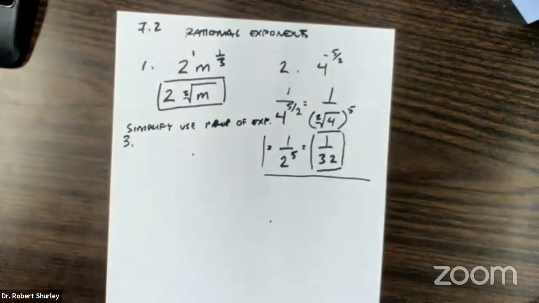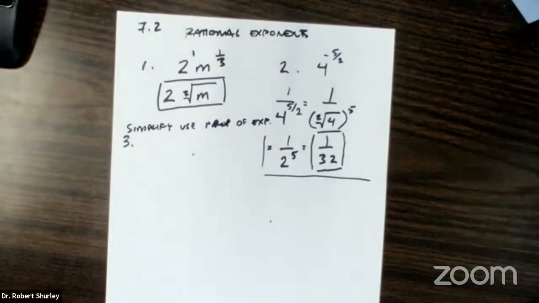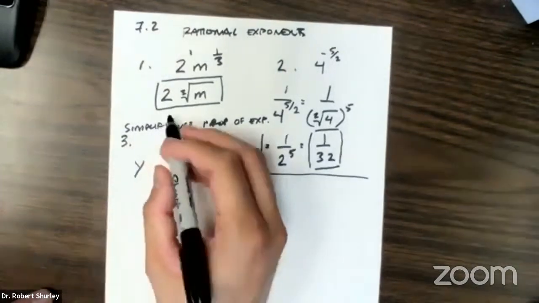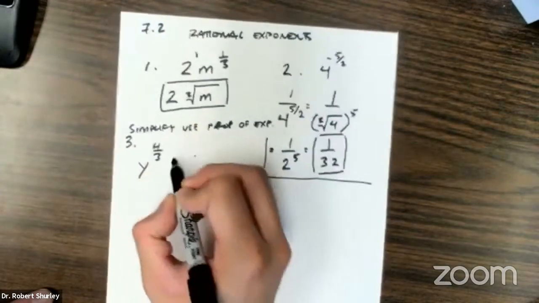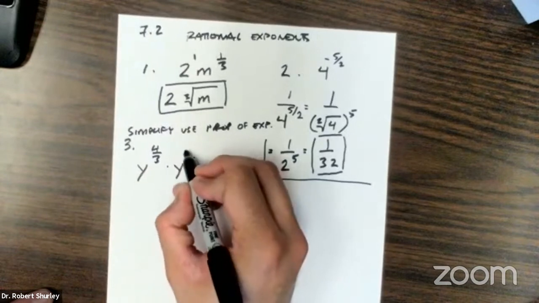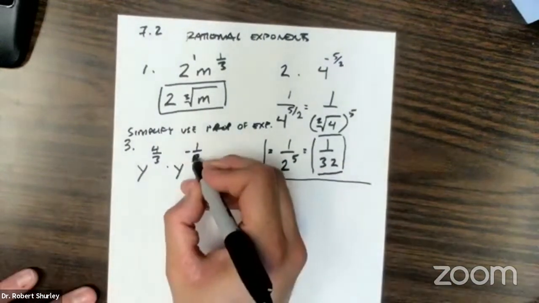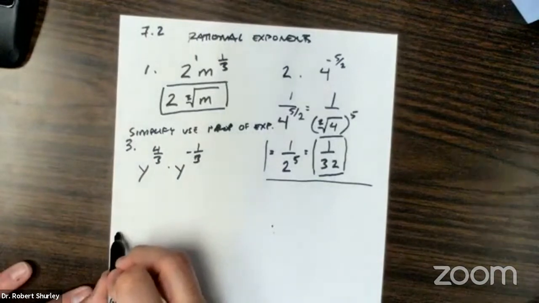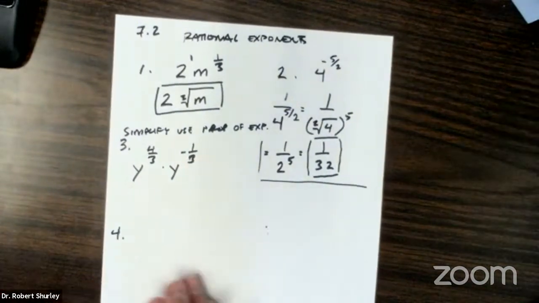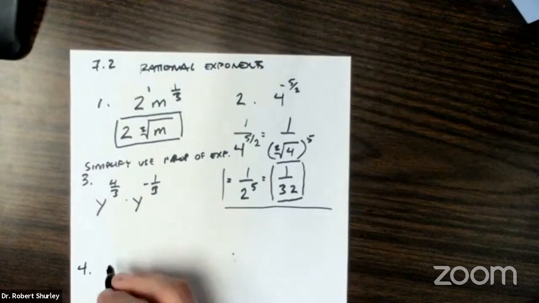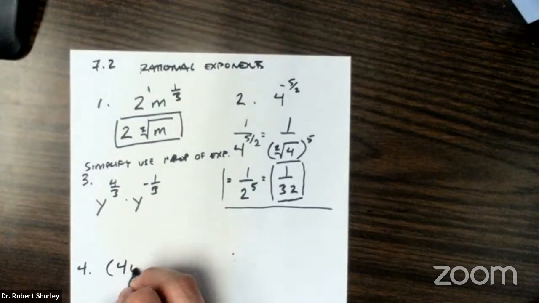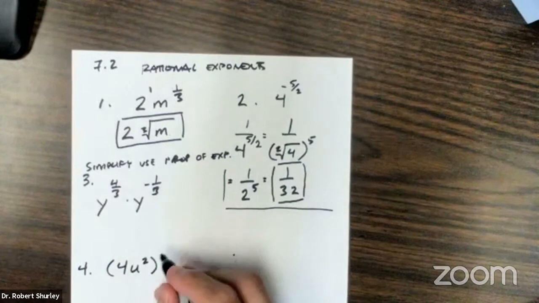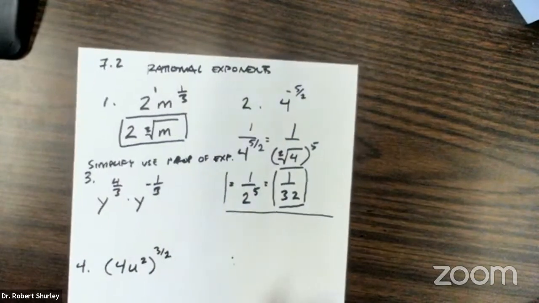So let's look at one. I'm going to steal one. We did some of these yesterday too, but let me steal kind of a straightforward one. Like number 44. We've got y to the 4/3 times y to the negative 1/3. And then we'll do a more complex one. Like 49 here, 4u squared raised to the 3/2.